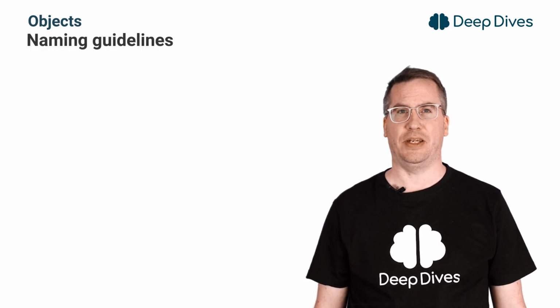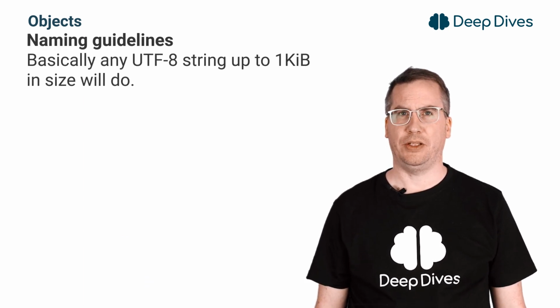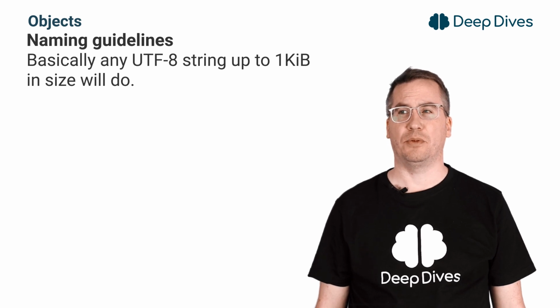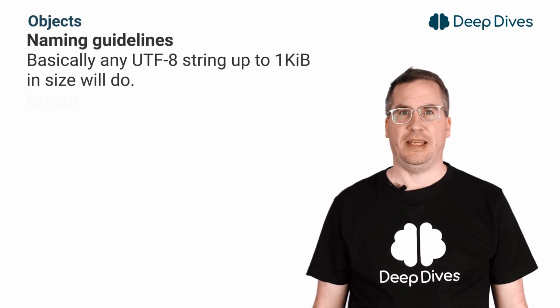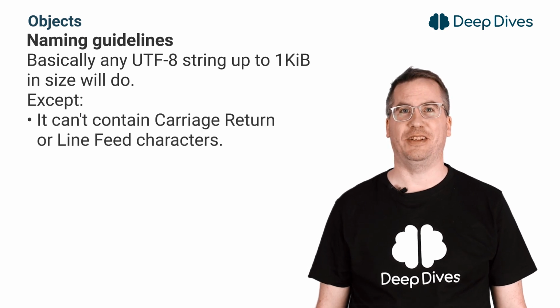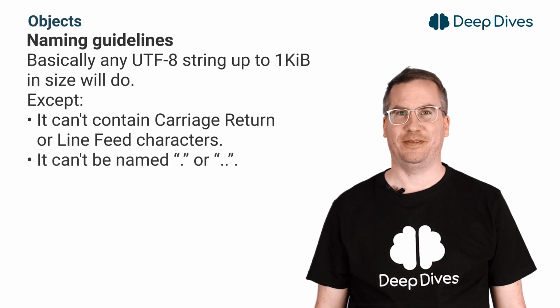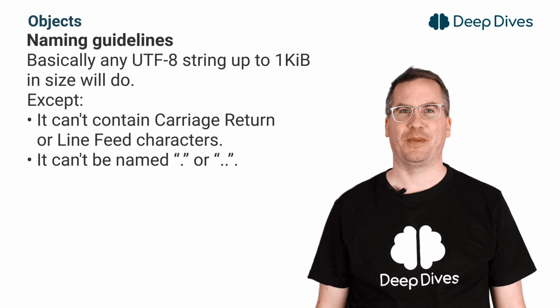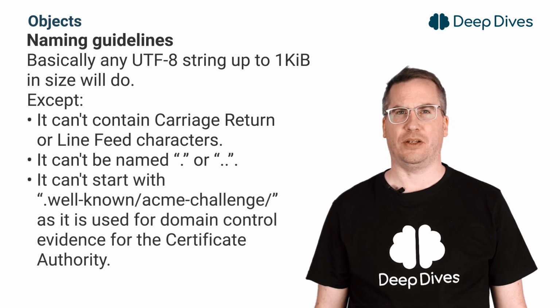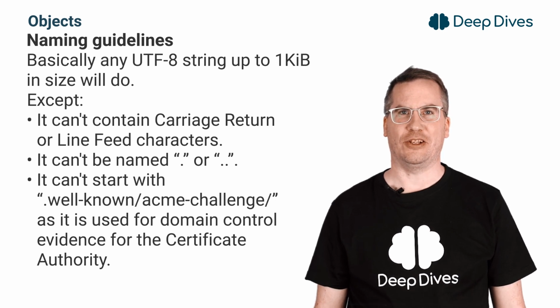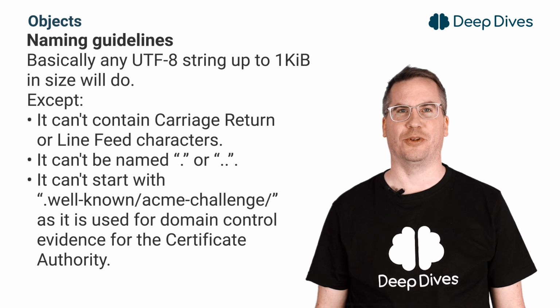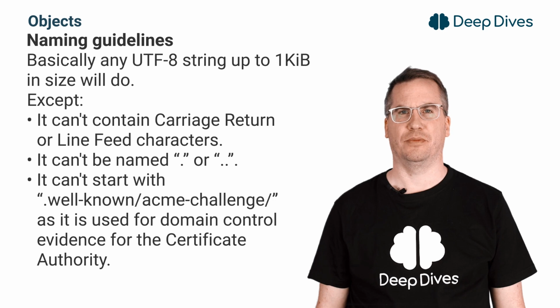We need to give objects names. Basically, we can use any UTF-8 string up to 1 kilobyte in length, except we can't add any carriage return or line feed characters into the name. We can't use the dot or 2 dots as an object name. And we can't start the name with .well-known/acme-challenge. That's used for domain control evidence for certificate authorities. So that's just a little bit of a tidbit there.